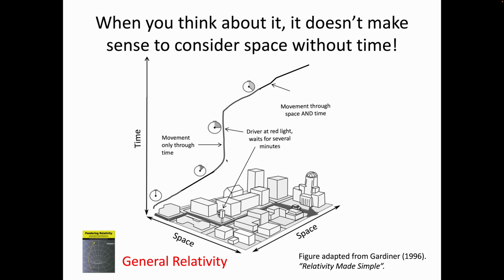When you get stuck at a red light and you stop moving through the space dimensions, you're moving through time alone, but then when you begin to move again when the light turns green, you are again moving through space and time.